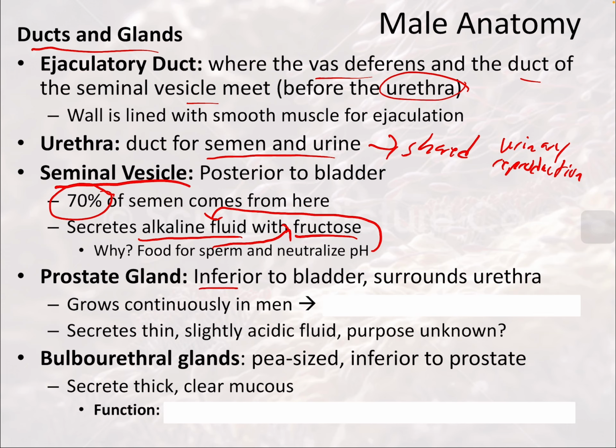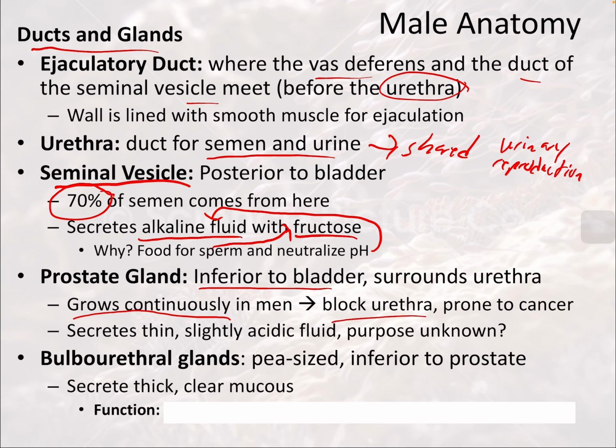Prostate gland is going to be below the bladder. It surrounds the urethra. It seems to grow continuously in males, and if it grows too much, it can block the urethra. It's also very prone to cancer. Okay, it secretes a thin, slightly acidic fluid that we don't really understand the purpose of.